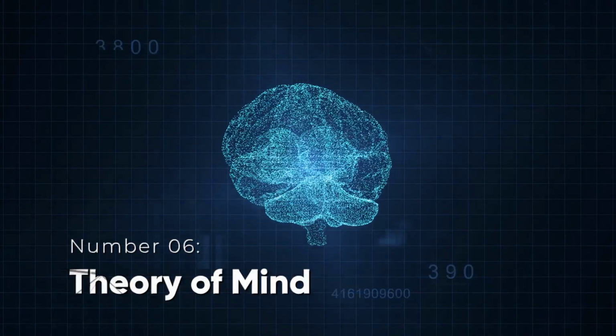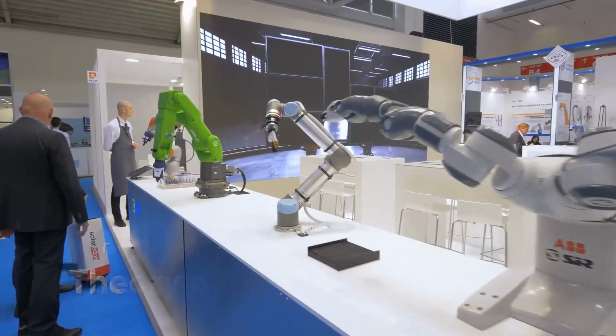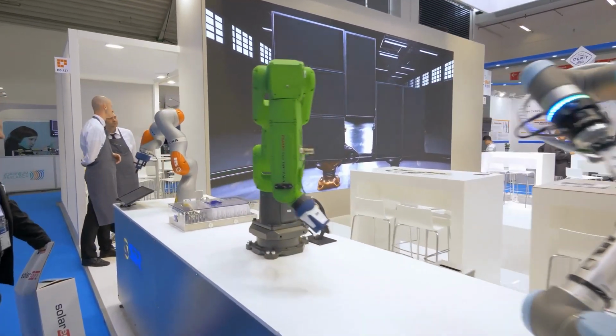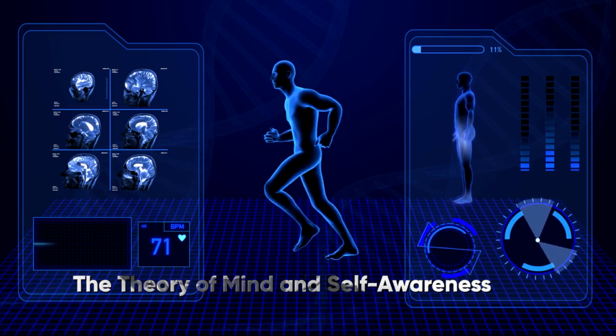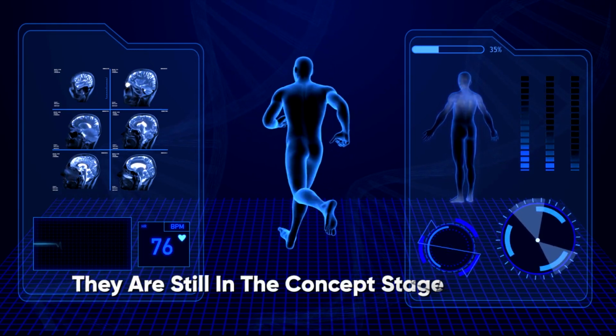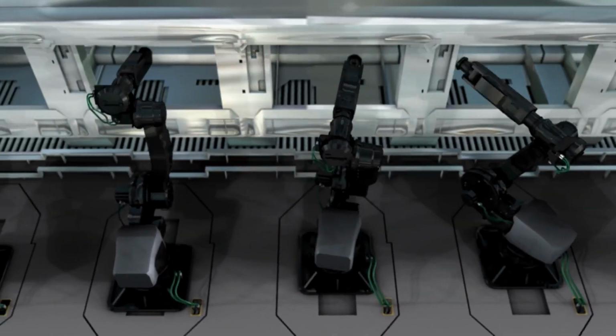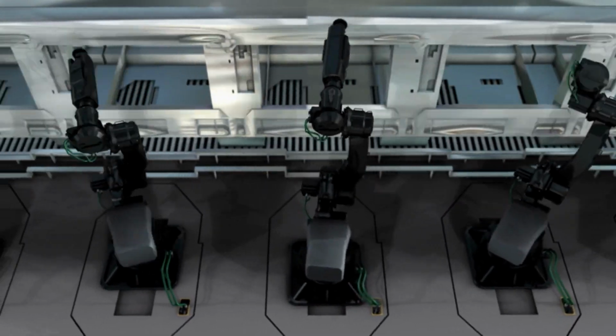Number 6. Theory of mind. Whereas both reactive and limited memory machines have been seen and used in our lives in a few ways, the theory of mind and self-awareness is not that copiously found. They are still in the concept stage.